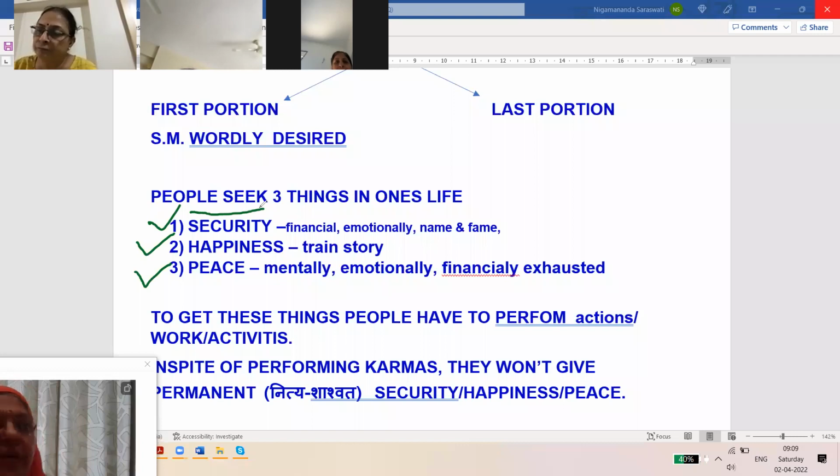Security of what? I have written, we need financial security. We need emotional security. Even if we have name and fame, after name and fame, if people recognize me, then I feel comfortable. That's why we are all seeking security, because we feel something inside, helplessness, we feel something is missing in us. That's why we need external security from birth. The first thing we seek in our life is security. The second thing we seek is happiness, sukham.